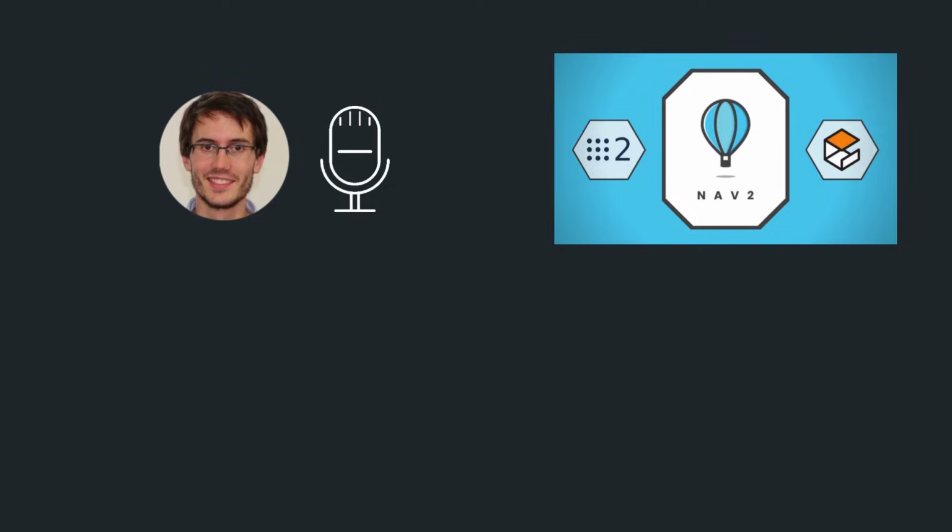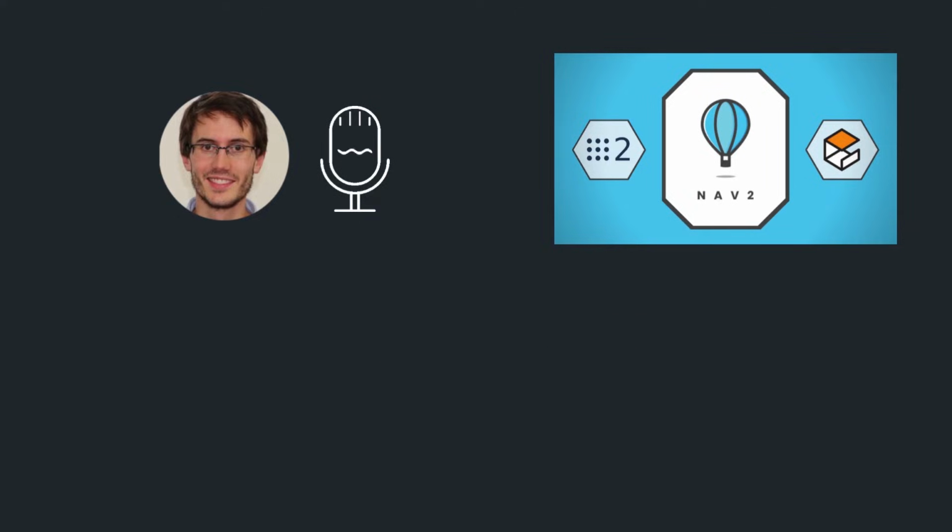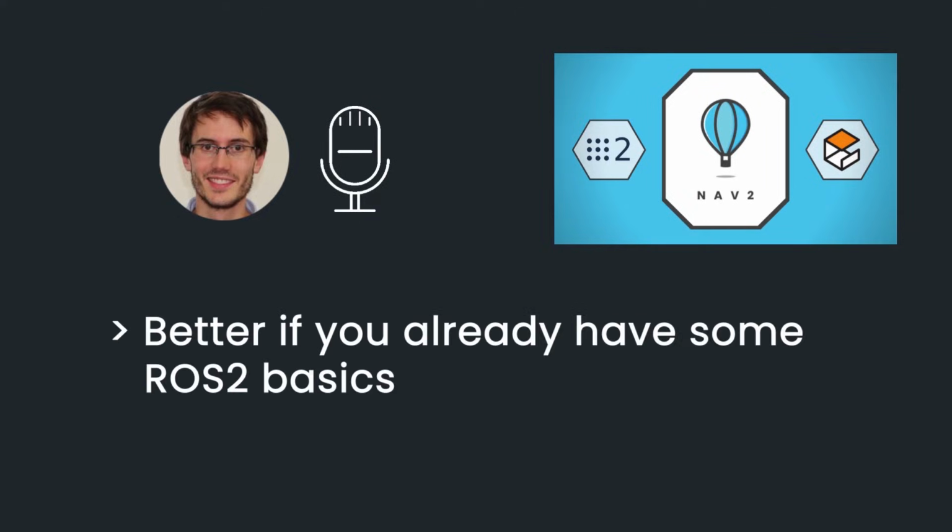To be able to follow the crash course, make sure that you have installed ROS2 Humble on Ubuntu 22.04. I'm going to add a link in the description to do that if needed. And it's going to actually work better if you have installed Ubuntu as a dual boot, not in a virtual machine, where you might have some issues, especially when we run Gazebo. You will also be able to progress faster if you already have some basics in ROS2, such as the command line tools, topics, and services.